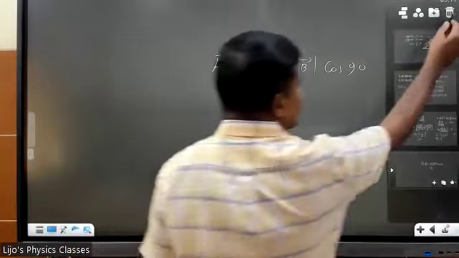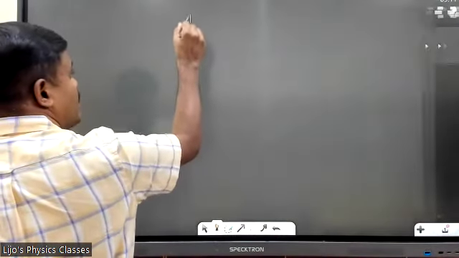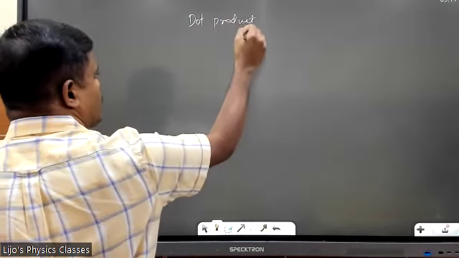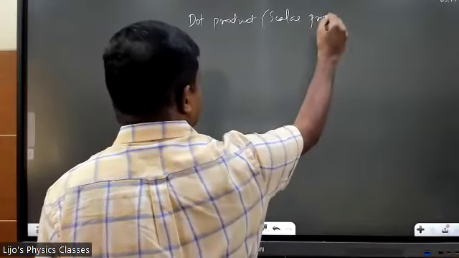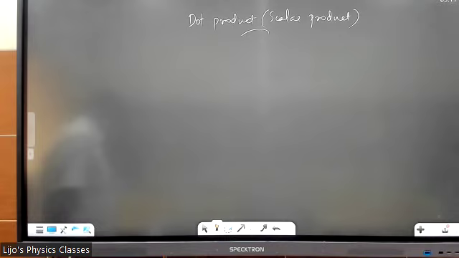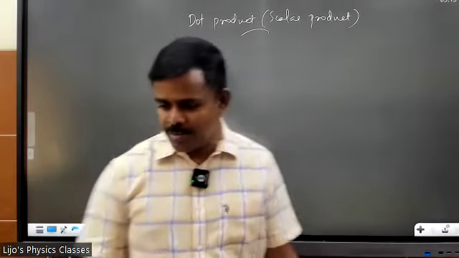Start writing. Okay. Write this. All of you online understood this. Write the heading: dot product, in brackets, scalar product. Dot product or scalar product. All of you online understood until here? Okay, right. So dot product or scalar product.